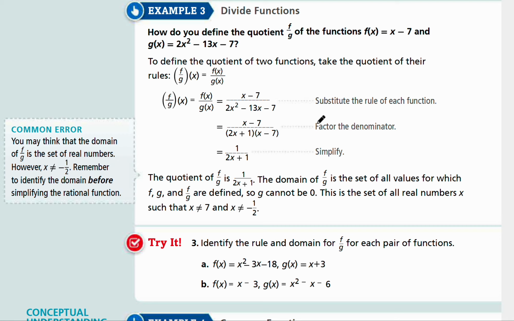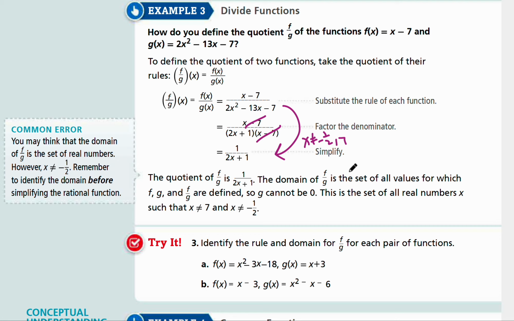rational function. So x minus 7 divided by g of x, you can factor out g of x as 2x plus 1 and x minus 7, and then you can cancel out x minus 7, and then you have 1 over 2x plus 1. But the domain should be the same for your quotient as well as from the original division. So this is only equivalent when the domain restriction is the same. So x cannot be negative 1 over 2 or 7.